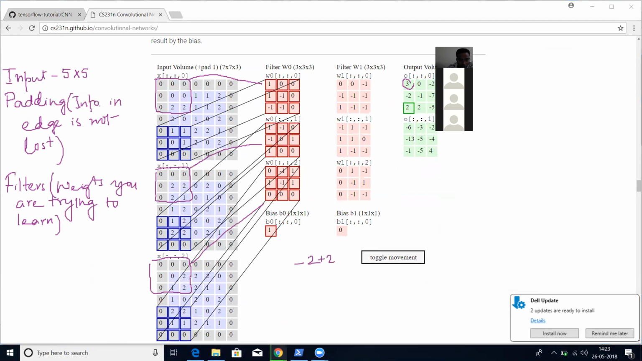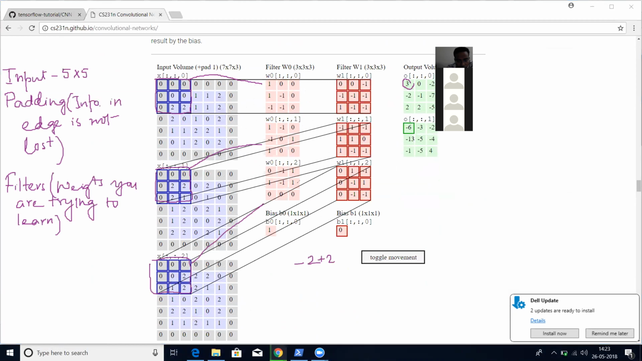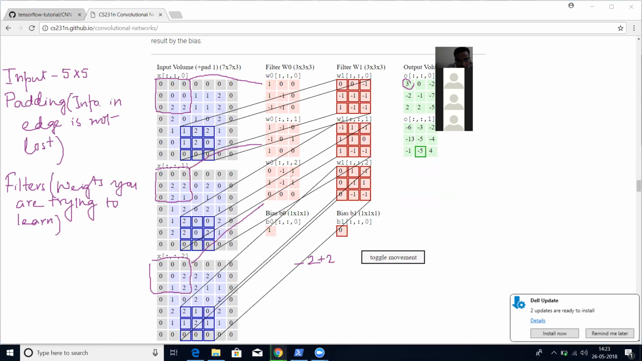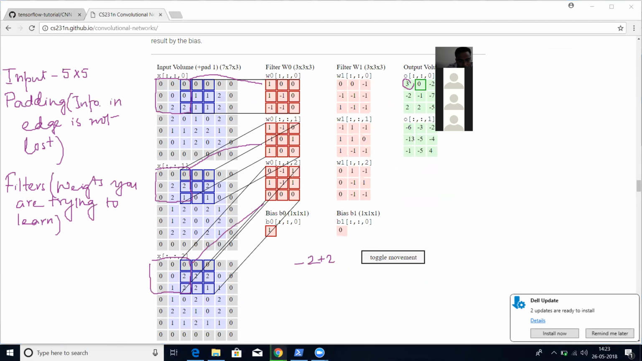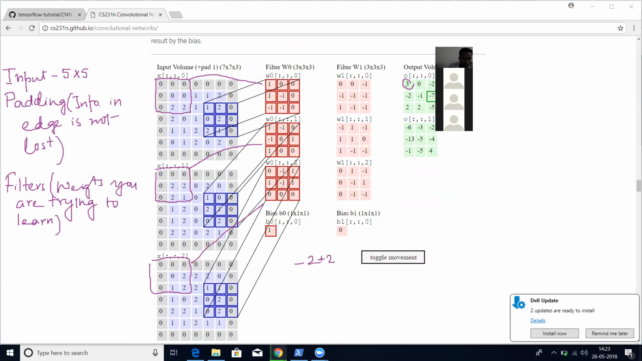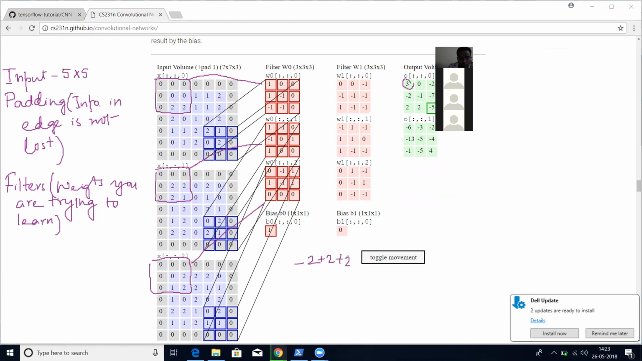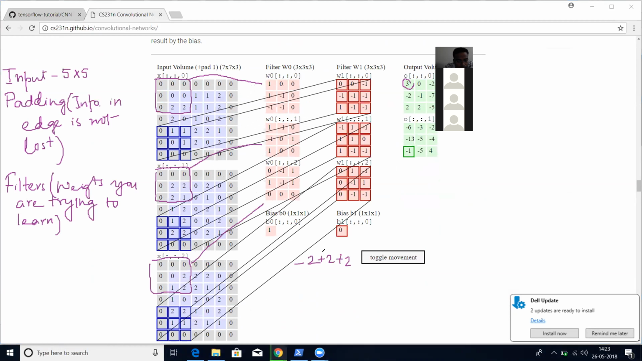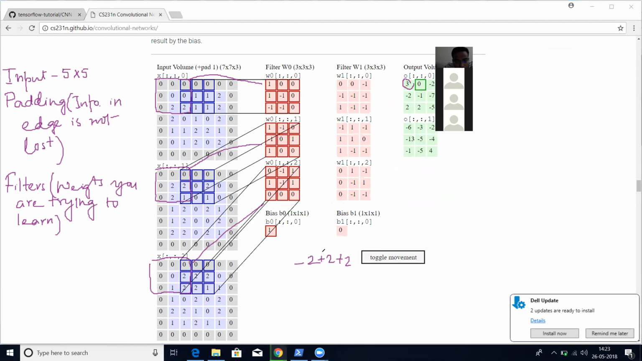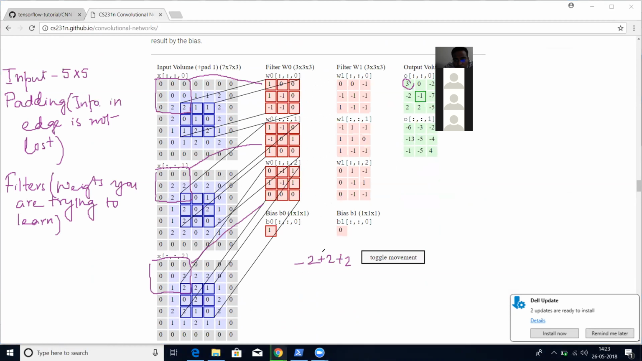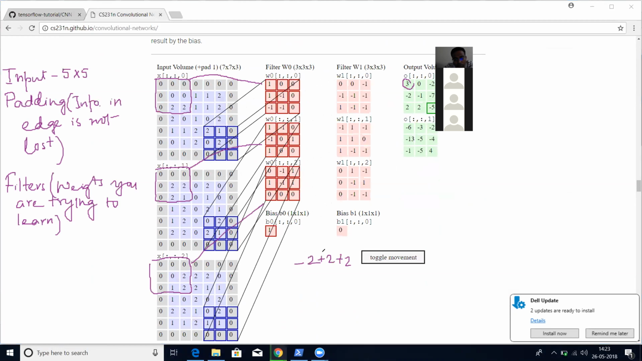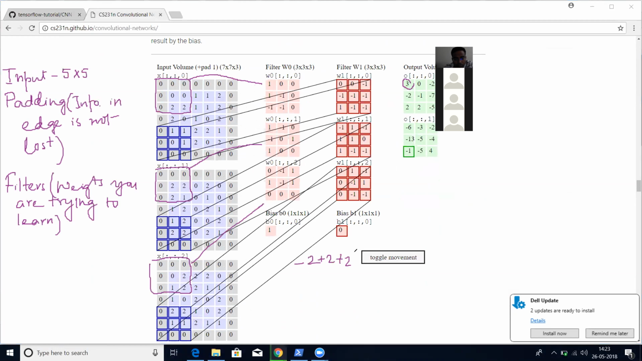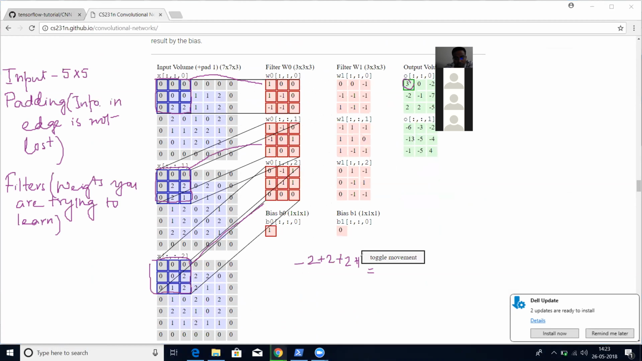The last thing that you saw here, only these three values, 2 more, +2. And you have a bias here of 1. So that makes it 3.